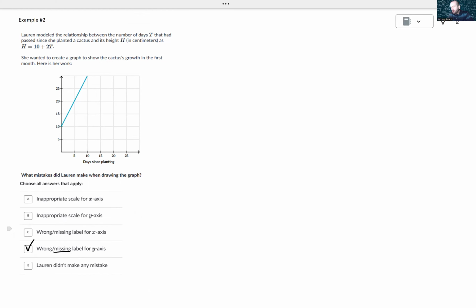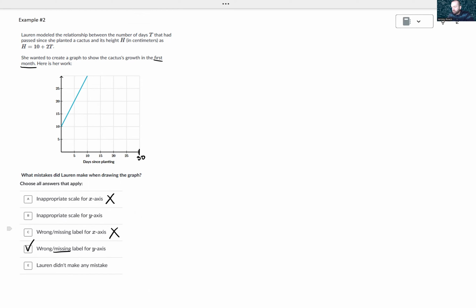Also, it says that this is for the first month. And so that goes to 30 days if this is going up by fives. So that looks right. That's the appropriate scale for the x-axis, so that's not an answer. So we do have the correct scale for the x-axis, and we also have the correct label for the x-axis, so we can cross that out as well.